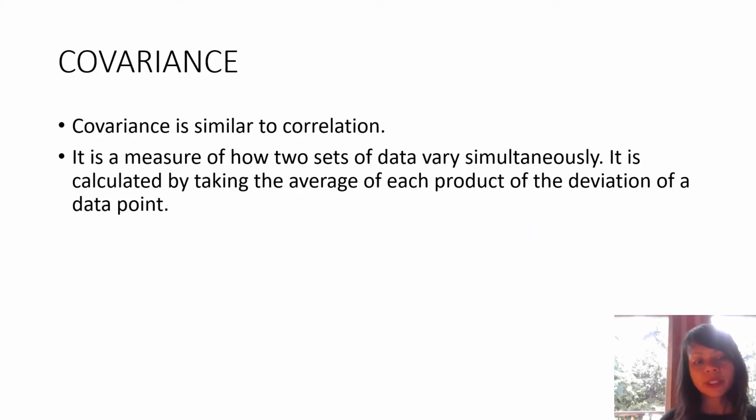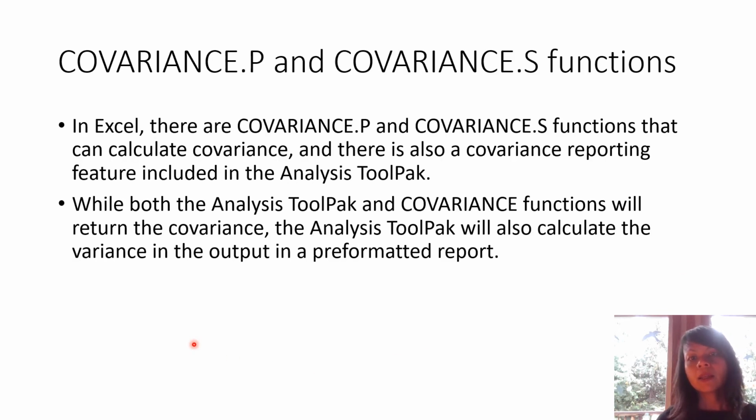Next, we move on to the covariance. Covariance is similar to correlation. It's a measure of how two sets of data vary simultaneously. It's calculated by taking the average of each product of the deviations of a data point. So we have the COVARIANCE.P and COVARIANCE.S functions. Okay, there's two of them.